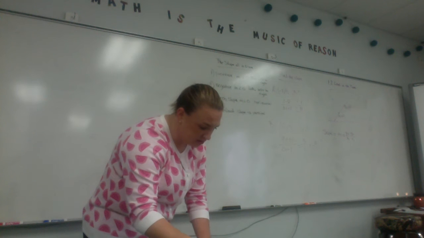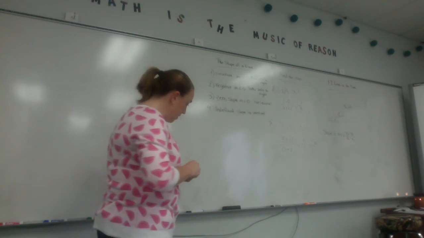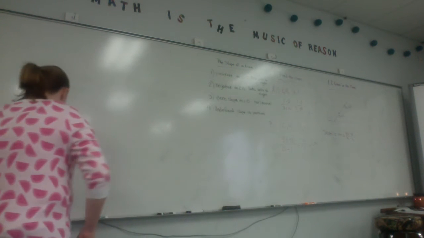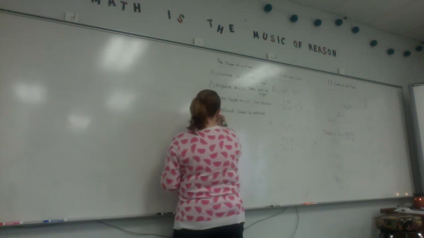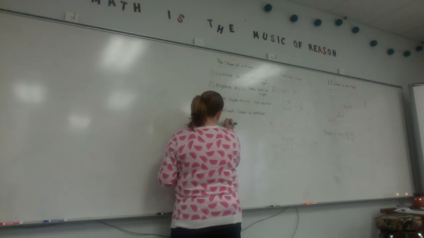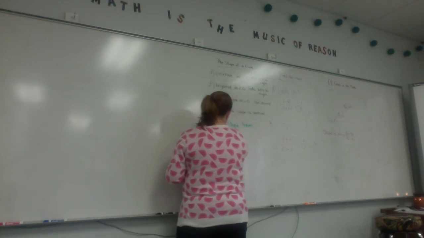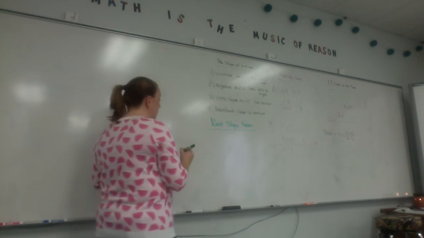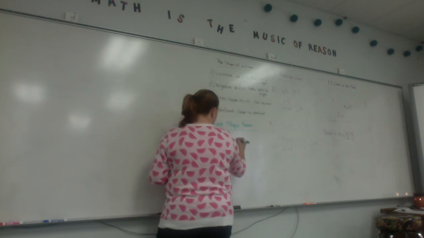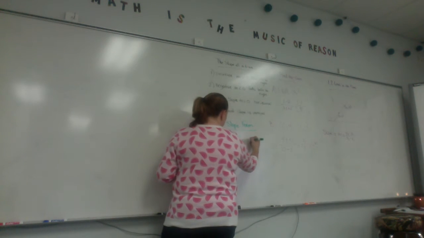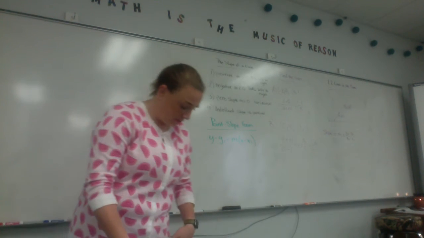So that is finding slopes. The next thing you need to realize is point-slope form of an equation. If they give you a point and a slope, you're going to have to create equations off of it. Does anybody know what point-slope form looks like? It's y minus y1 equals the slope times x minus x1. So you need a point and a slope to create this equation.